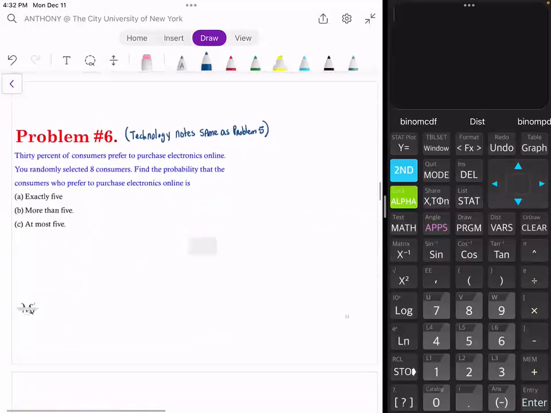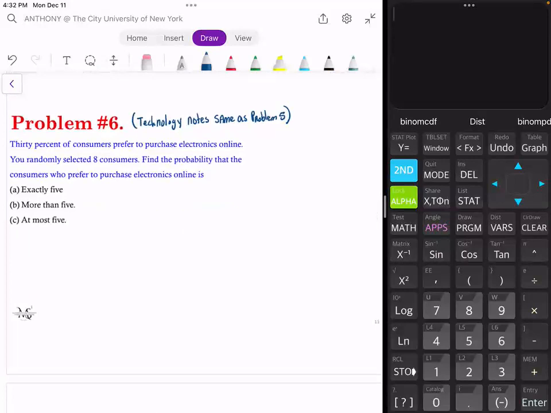Problem number 6 states that the technology notes stay the same as problem 5. We're still dealing with binomial probability. The problem reads: 30% of consumers prefer to purchase electronics online. You randomly select 8 consumers. Find the probability that the number of consumers who prefer to purchase electronics online is exactly 5, more than 5, and at most 5.